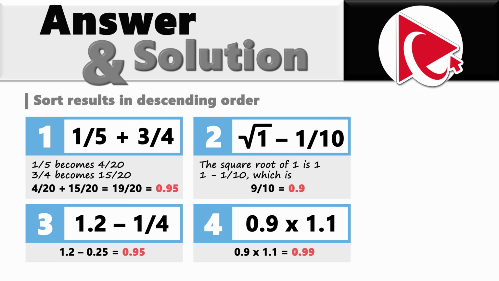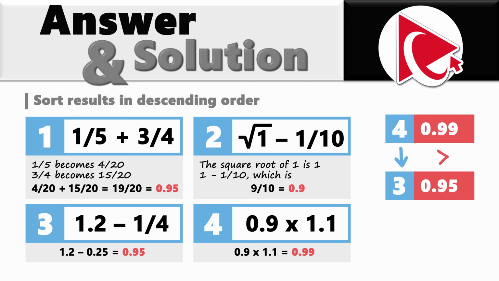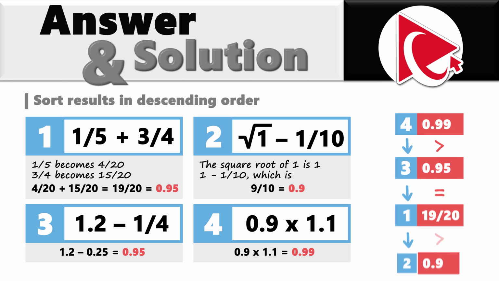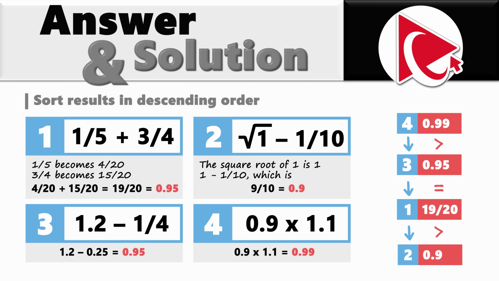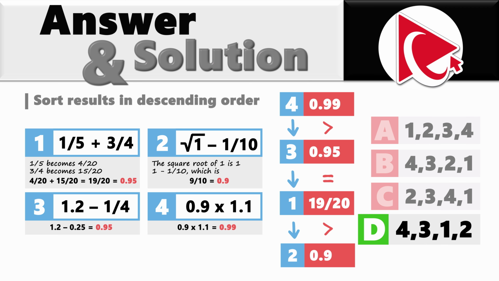Now it's time to do the sorting. Our highest value is 0.99, which is the fourth expression. Then we have 2 expressions with the same value. The result of expression 3, 0.95, equals the result of the expression 1, which is 19/20. And our smallest value on the list is the result of the expression 2, which is 0.9. What's especially interesting here is that even though results of expressions 3 and 1 are the same, the correct answer choice is only one, which is choice D, 4, 3, 1, 2.